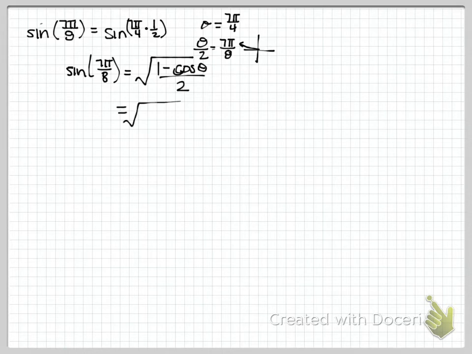And that's going to be the square root of 1 minus, well, the cosine of 7 pi over 4, because remember that's our theta, is positive root 2, I'm sorry about that. It's root 2 over 2. All over, still 2. I'm not making my square roots big enough here. Simplify it.